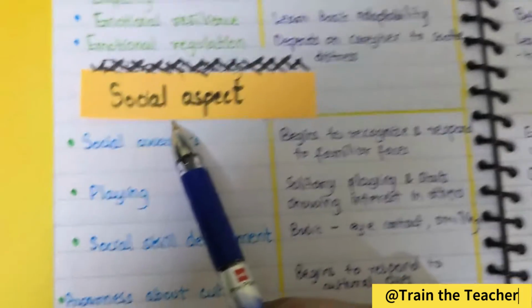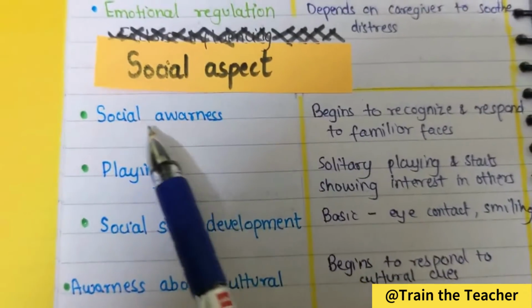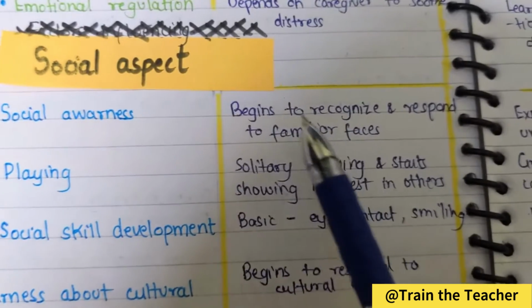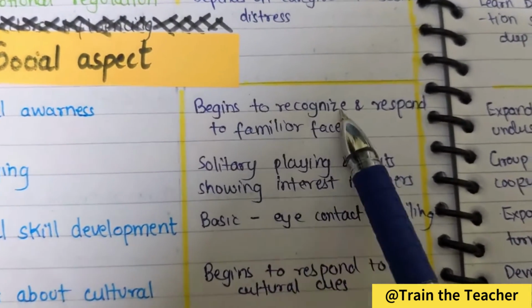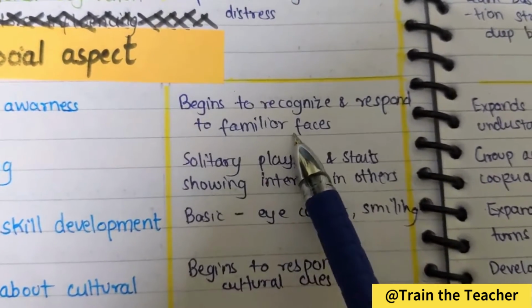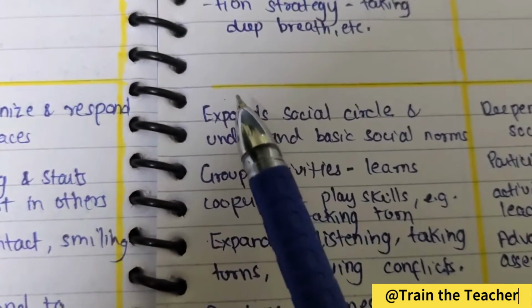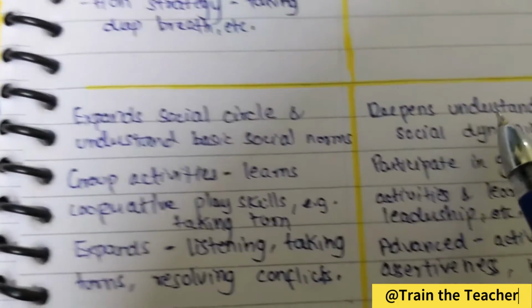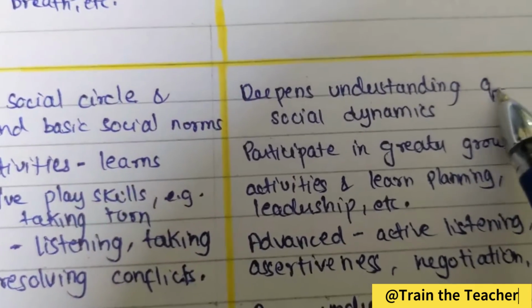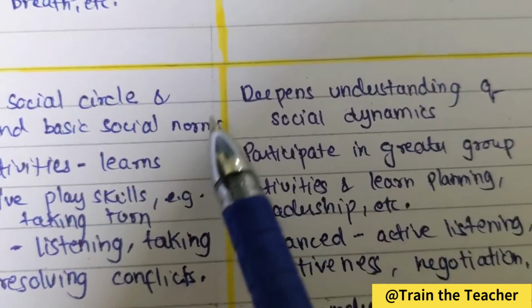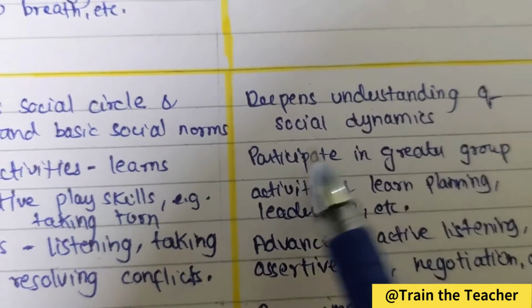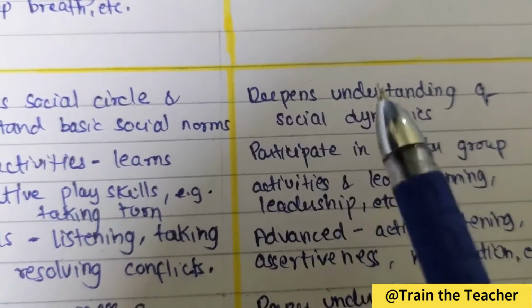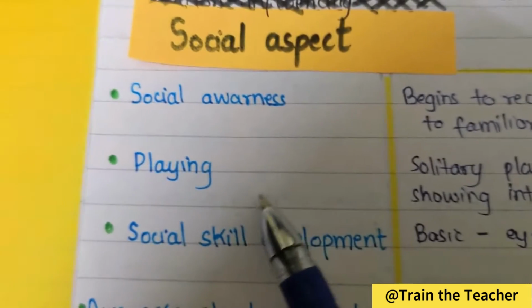Now let's talk about the social aspect. In the social aspect, social awareness takes place where the infant begins to recognize and respond to familiar faces. During childhood, a child expands their social circle and understands basic social norms. During adolescence, the teenager deepens their understanding of social dynamics and has a broader understanding of it.